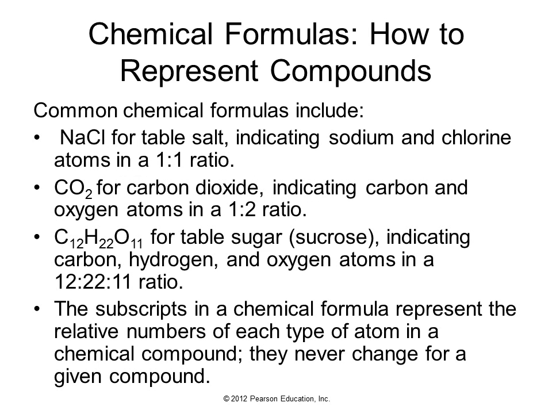More about how to represent compounds. Table salt is NaCl, indicating 1 sodium atom and 1 chlorine atom in a 1 to 1 ratio. Carbon dioxide has carbon in a 1 to 2 oxygen ratio. Table sugar has carbon, hydrogen, oxygen in a ratio of 12 to 22 to 11. The subscripts in a chemical formula represent the relative numbers of each type of atom in a chemical compound. They never change for a given compound.